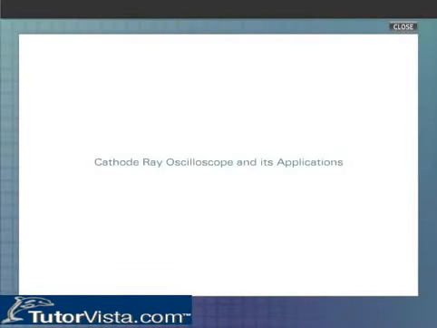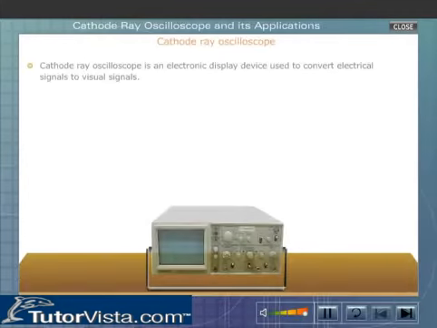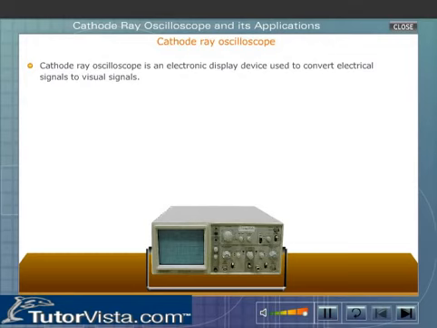Cathode ray oscilloscope and its applications. Cathode ray oscilloscope. Cathode ray oscilloscope is an electronic display device used to convert electrical signals to visual signals.